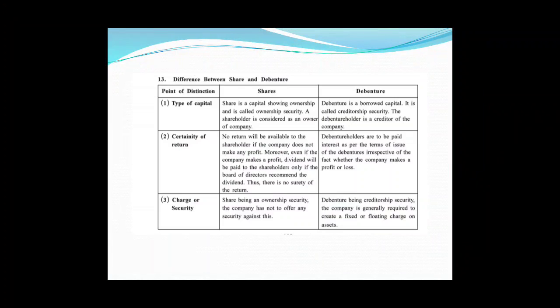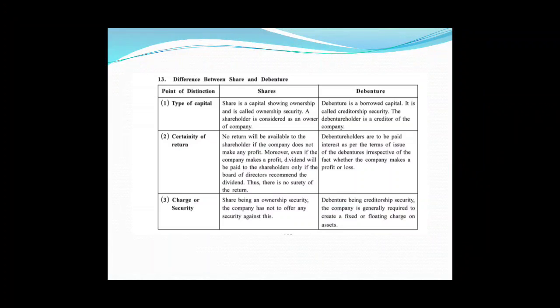Point of distinction: share and debenture. First point, type of capital. Share capital is an ownership capital. So share is a capital showing ownership and is called ownership security. A shareholder is considered to be an owner of the company.